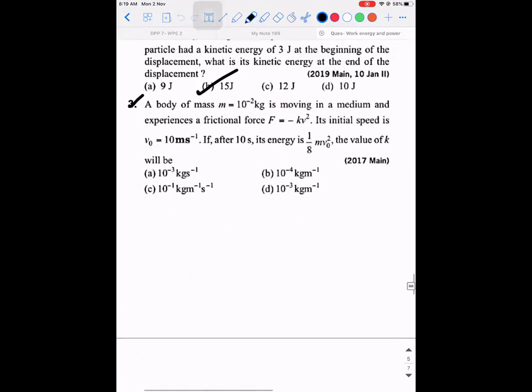There is an object of mass 10 power minus 2 kilogram moving in a medium which experiences a frictional force of F is equal to minus kv squared. Its initial speed is v naught, that is 10 meters per second. If after 10 seconds its energy is 1 by 8 times m v naught squared, then the value of k will be? So what do you get in your mind? Here they're trying to speak about force and energy as a function of velocity. So what can we think of again?